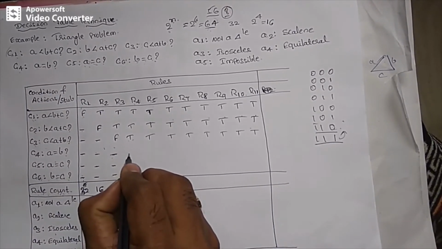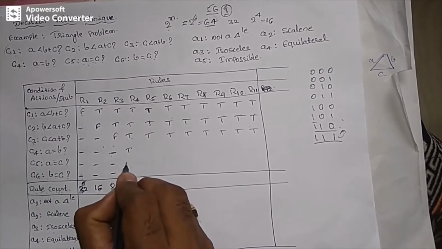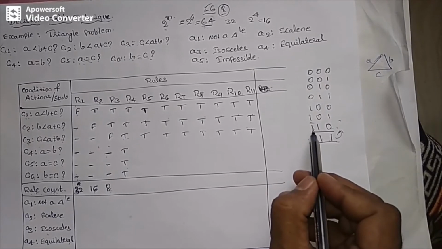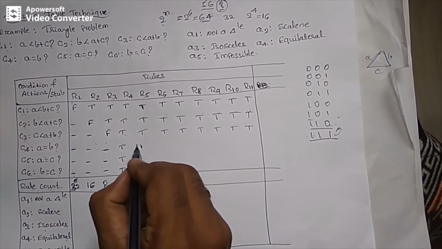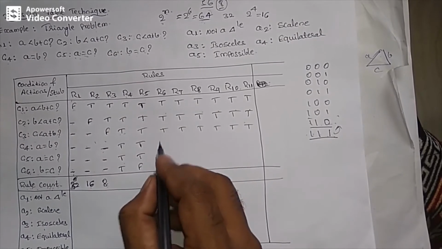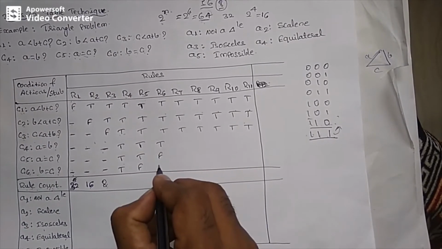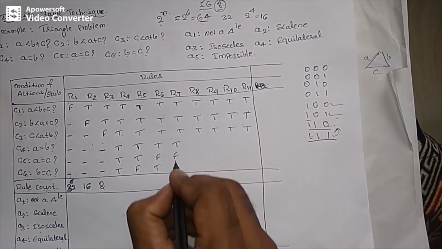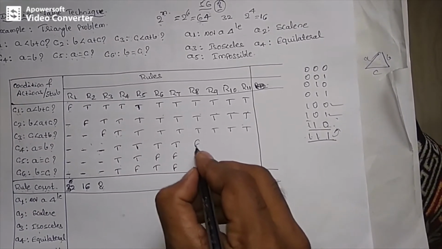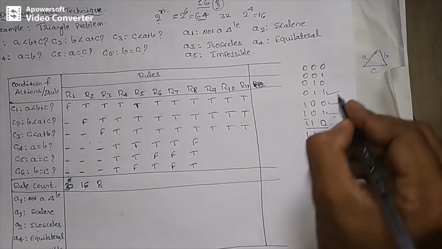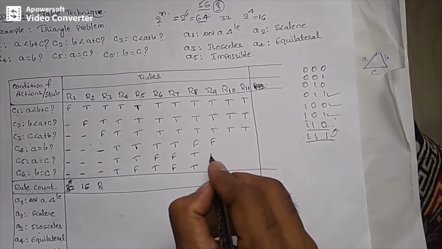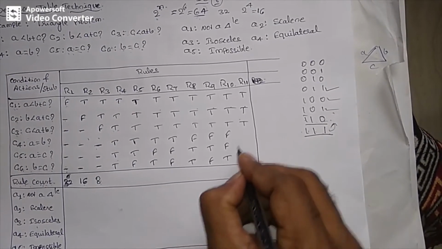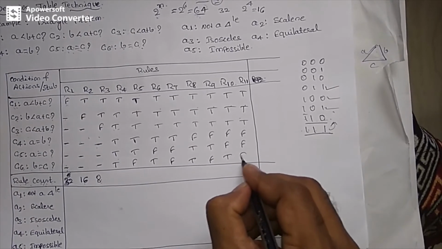Now I'll write in the same fashion. First time all will be true, which indicates 1, 1, 1. Next combination is true, true, false. Next combination is true, false, true. Next combination is true, false, false. Next combination is false, true, true. Next combination is false, true, false. Next combination is false, false, true. Next combination is all false.